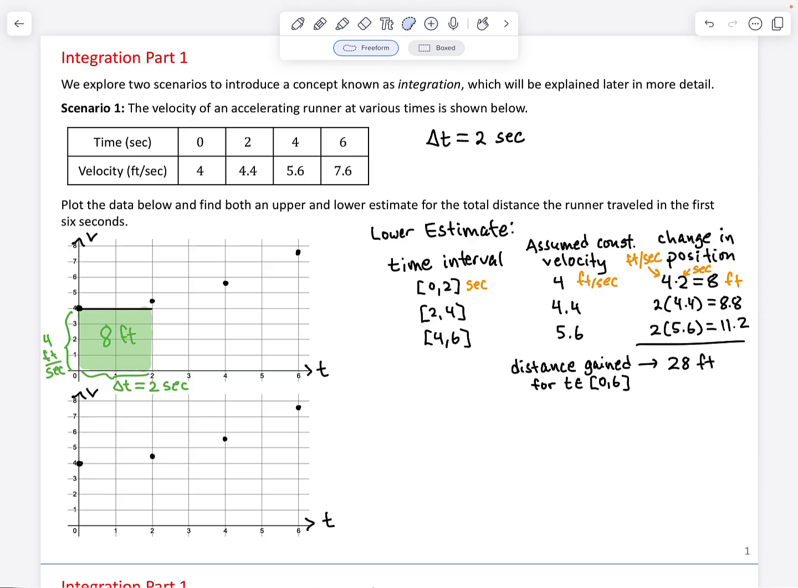Now for the second time interval, our 2 speeds to consider were these 2, and we assumed the lower of the 2 was constant across the entire time interval. So when you multiply that constant speed times the delta t of 2, once again you get an area. That area is 8.8, but whose unit is feet. And then on the third time interval, we had 2 different speeds to consider. We assumed the lower one was constant over that time interval, and we multiplied that constant velocity times 2 seconds, and we got a third area of 11.2, but whose unit is feet.